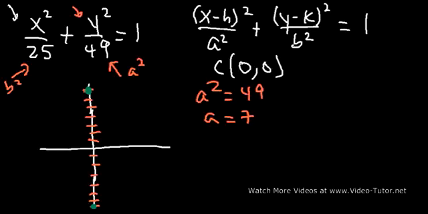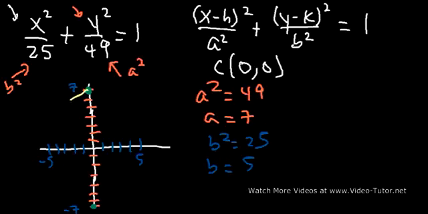Now, B squared is 25. So if you take the square root of 25, that's 5. And B is under x, so we need to go 5 units to the right and 5 units to the left. And then we just connect those points. So that's how you can graph an ellipse.